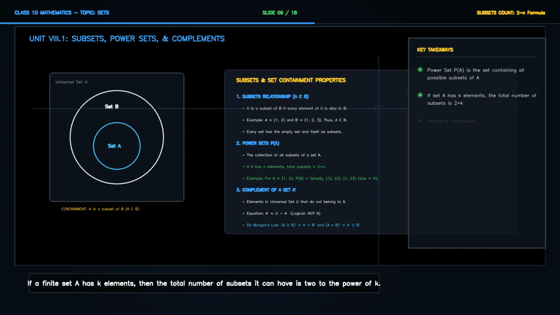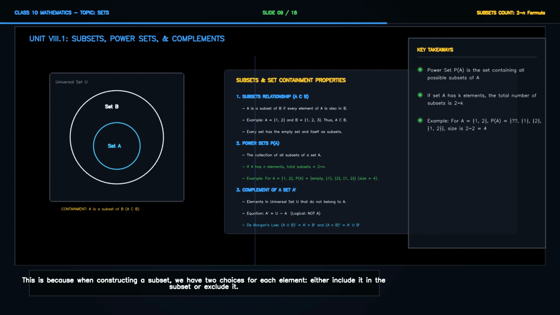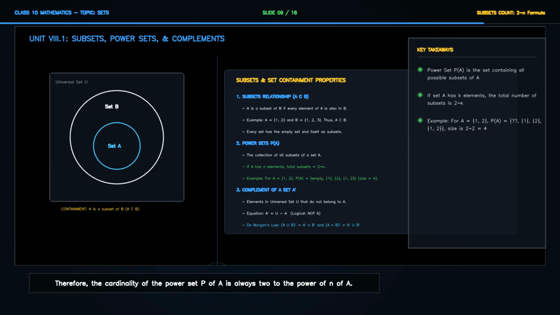If a finite set A has k elements, then the total number of subsets it can have is 2 to the power of k. This is because when constructing a subset, we have two choices for each element, either included in the subset or excluded. Therefore, the cardinality of the power set P of A is always 2 to the power of n of A.